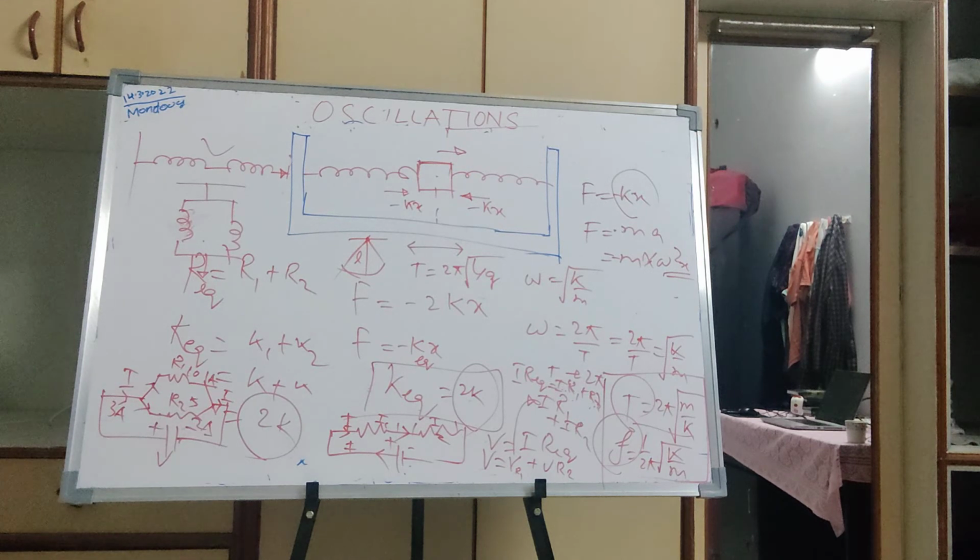Clear? So we'll do this pendulum derivation, solve some numerical examples, and cover the energy principle in a spring, half k x square and all, how it is derived, in the next session. Thank you. You solve the equivalent resistance for resistances in parallel.